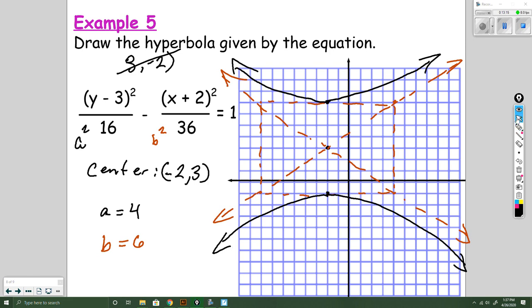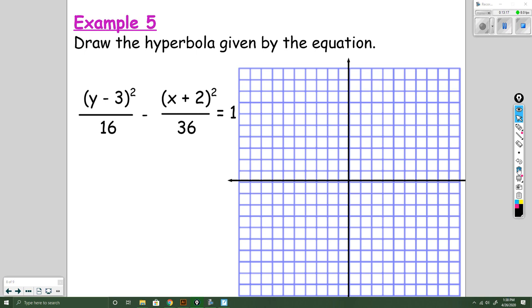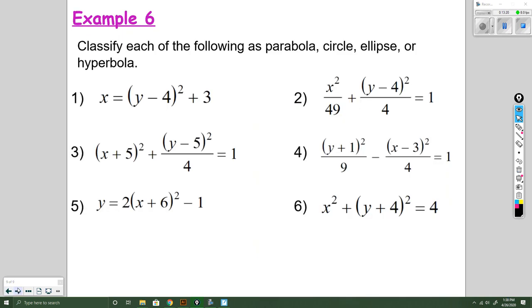Now, last example is example 6, and we're just going to differentiate between parabolas, circles, ellipses, and hyperbolas. Okay, so the key thing is to recognize the differences in the equations. So maybe for some, you might want to go through if circles are easy for you, just go identify all the circles first, then maybe move on to parabolas. I'm just going to go through it one by one and talk about why each one is what it is.